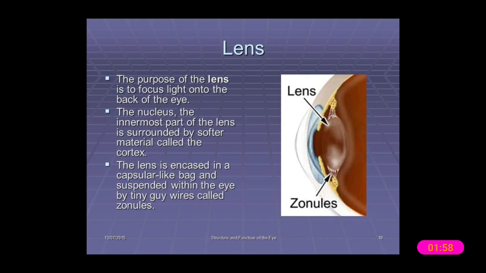Lens. The purpose of the lens is to focus light onto the back of the eye. The nucleus, the innermost part of the lens, is surrounded by the softer material called the cortex. The lens is encased in a capsular bag and suspended within the eye by tiny guides called the zonules.